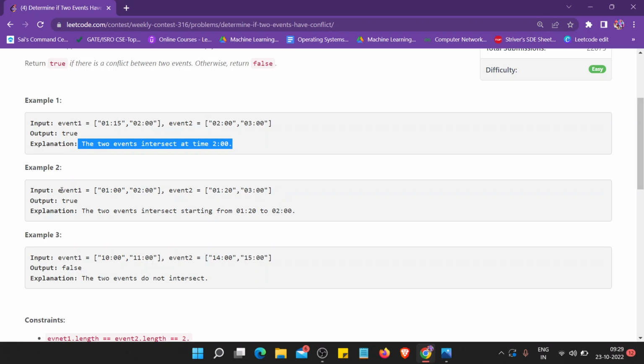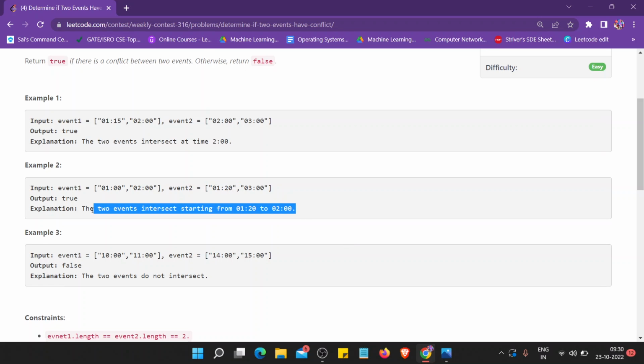And here in the second example, we can see that event 1 started at 1 o'clock and ended at 2 o'clock, and event 2 started at 1:20 and ended at 3 o'clock. So we return true, because before event 1 ended, event 2 started. Event 1 has to end at 2 o'clock, then only can we start any other event. But here event 2 already started at 1:20. That means it intersects, so we return true.